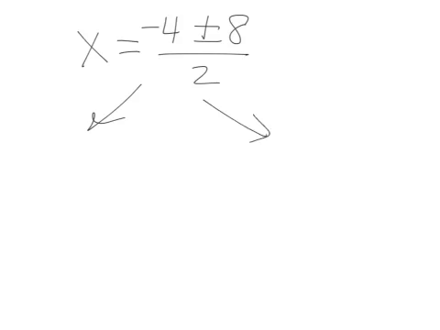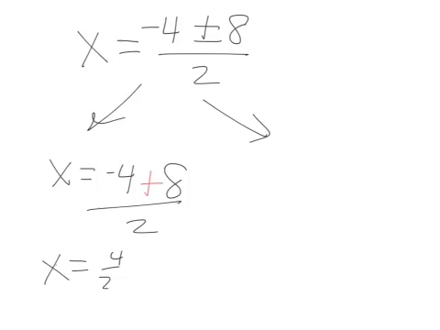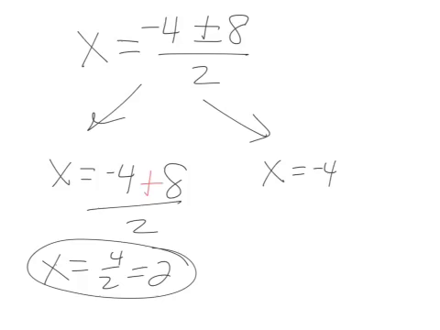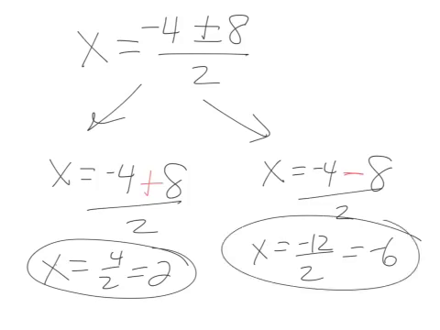So when we get the answer, x is equal to negative 4 plus or minus 8 over 2. We need to break that into two smaller equations. So it means x could equal negative 4 plus 8 divided by 2. So we know that's just 4 over 2, which is just equal to 2. Or it could mean that x was equal to negative 4 minus 8 divided by 2, which is negative 12 over 2, which is negative 6. So you can see when I have this plus or minus, one of them I use the plus sign, and the other I use the minus to get my two separate answers.